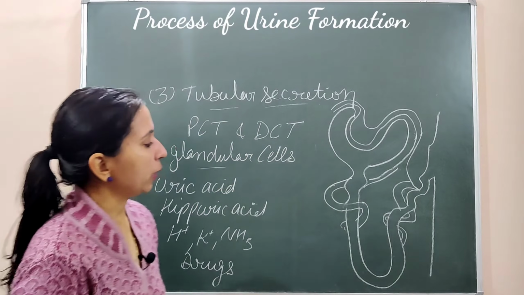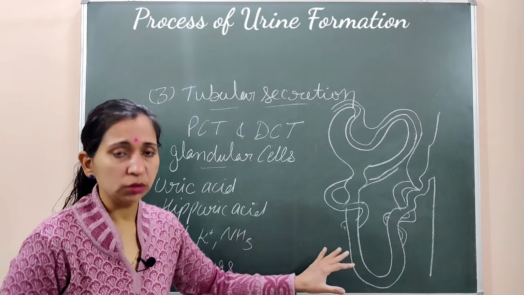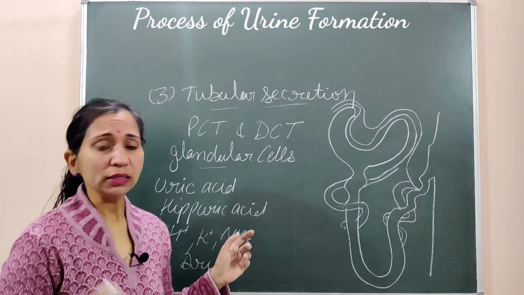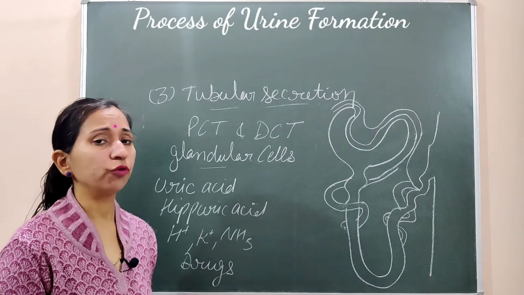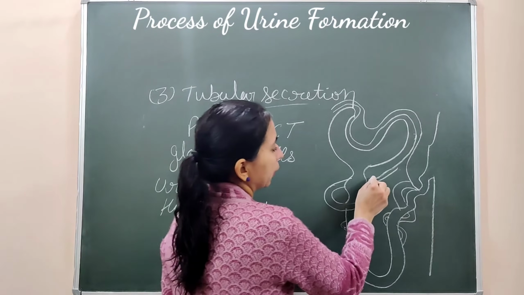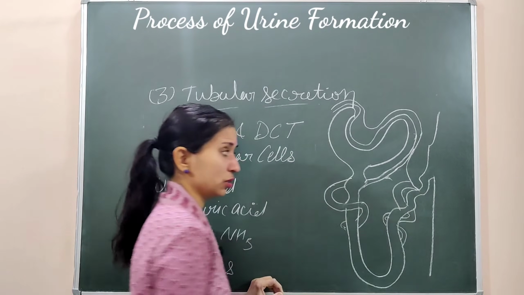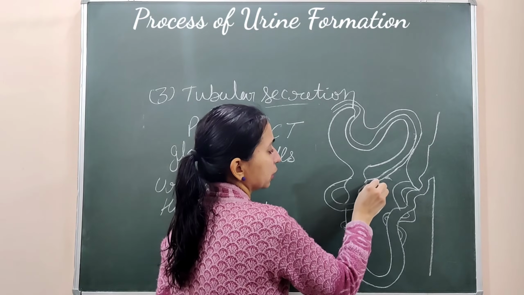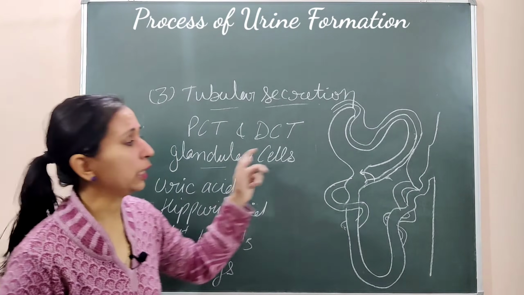So let's see what is happening. As the filtrate moves into the renal tubules, the substances get reabsorbed. Reabsorption होगा, but besides the reabsorption, some substances can be poured back into the filtrate from the blood. The peritubular capillaries, the capillaries which are present here, absorb these substances from the blood, and from these peritubular capillaries, these substances are extracted by the glandular cells of PCT and DCT.